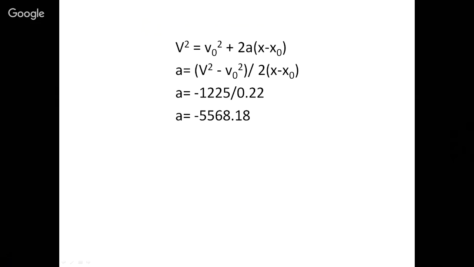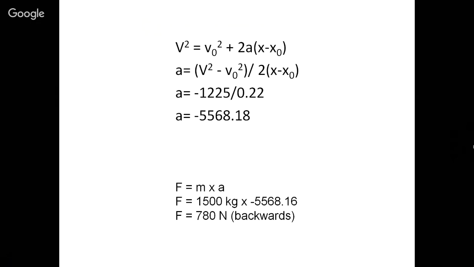The final velocity squared of the car will be equal to the initial velocity squared plus the change in position times double the acceleration. Rearranging this, we can find the acceleration as the final velocity squared minus the initial velocity squared divided by 2 times the change in position. Now input the numbers and multiply by the mass, and we have our net force required to stop the car.